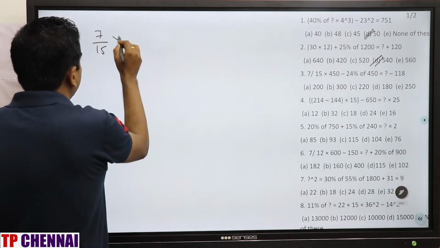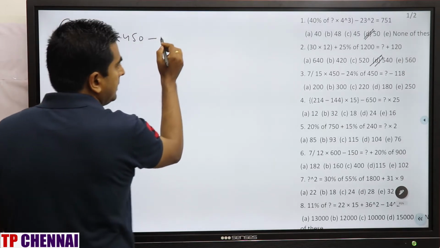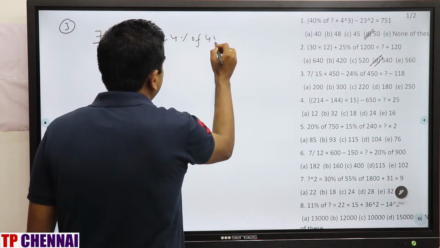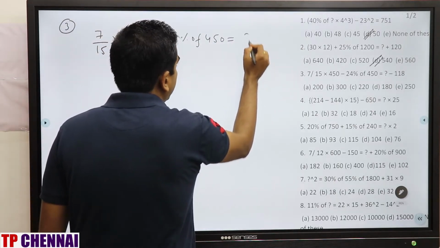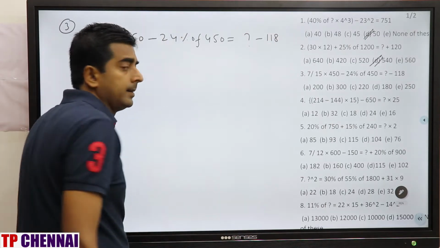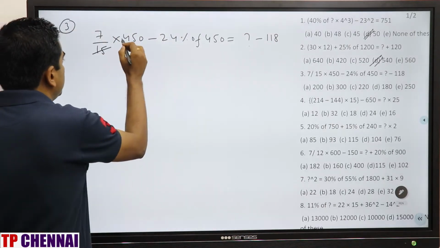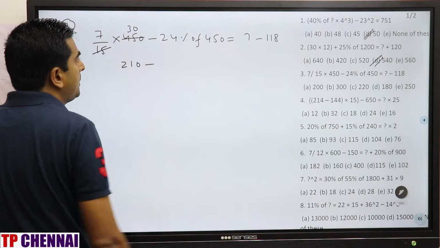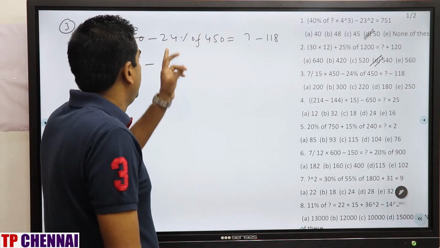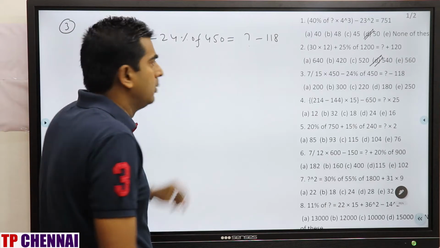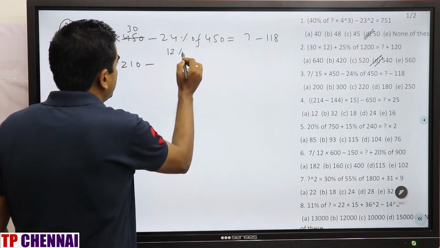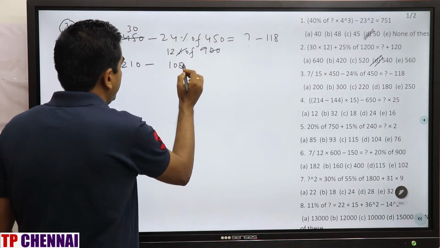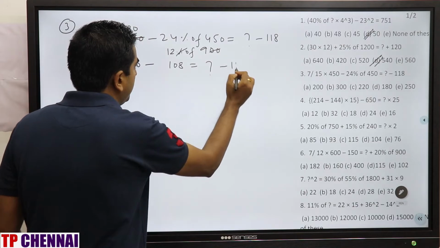7 by 15 into 450 minus 24% of 450 is equal to question mark minus 118. Right? So this is how much? 30 times 7 is 210 minus. This 24% of 450, I can divide this number by 2 and multiply this number by 2. So this will become 12% of 900. So double 0% will go. What is 12 nines? 108 is equal to question mark minus 118.